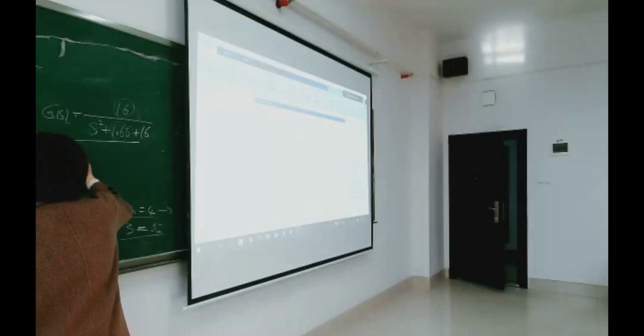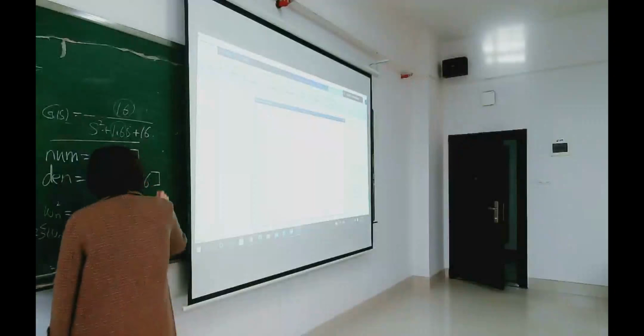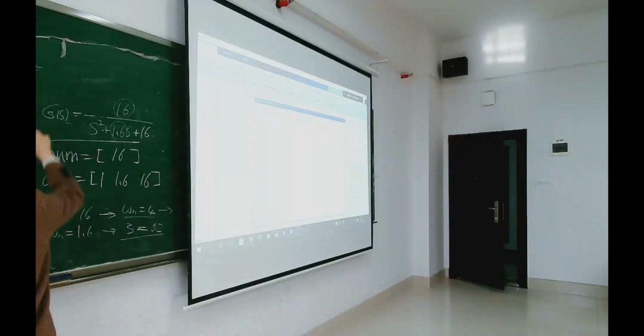First, we need to type in the numerator coefficient matrix, right? The numerator coefficient is just 16, no s. So how about the denominator matrix? It's 1, 1.6 and 16. And then how to get the transfer function?